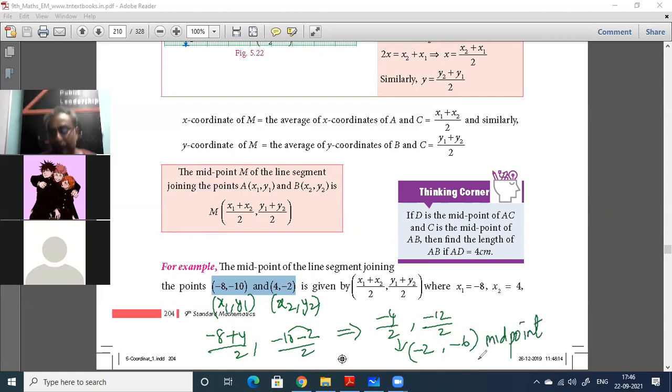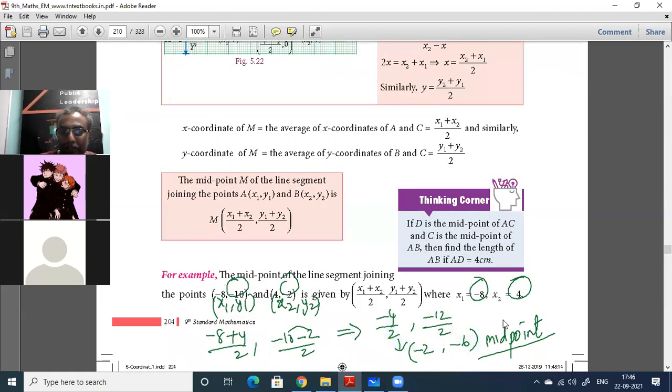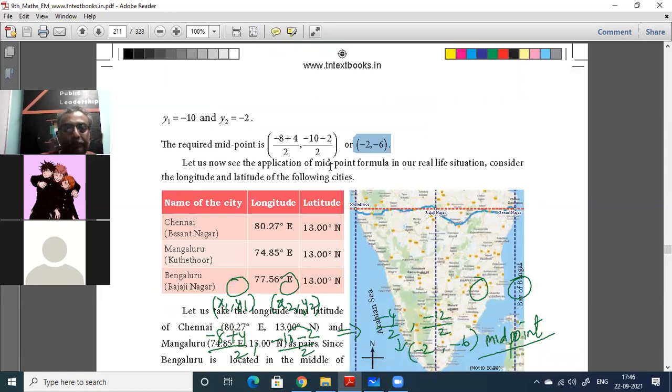You understood how to use that midpoint formula? (x1 plus x2) by 2, (y1 plus y2) by 2. If it is minus, you put the minus; if it is plus, you put the plus. That's all. So -8 plus 4 by 2, -10 plus -2 is -12 by 2. That's how the midpoint comes. Very simple, no? We can do some sums now. See, (-2, -6). That's what he told. We also got (-2, -6) only.